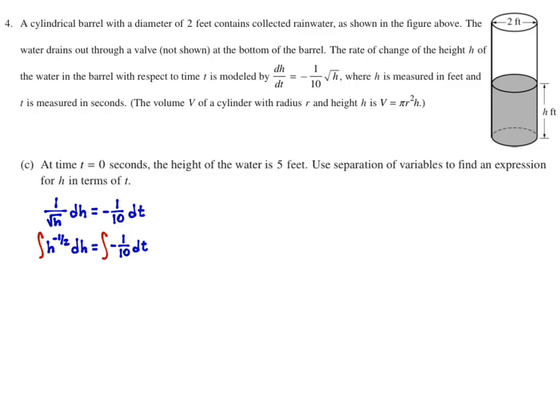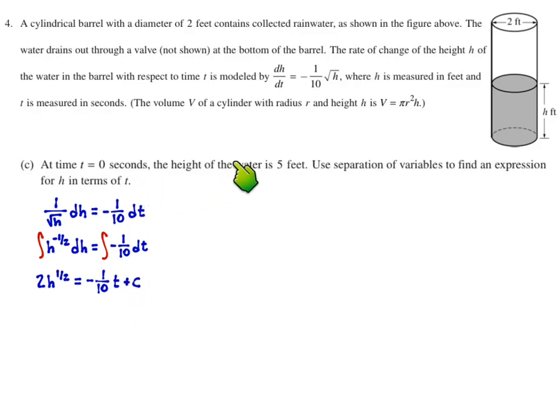And then we'll integrate. The antiderivative of h to the negative 1/2, well, we're going to add 1 to the exponent, and then we got to deal with the coefficient out front that will cancel that out, so that's going to be 2. Again, take the derivative of this to make sure it matches our integrand, and it does. The antiderivative of negative 1/10 is negative 1/10 t, and then don't forget the plus c.